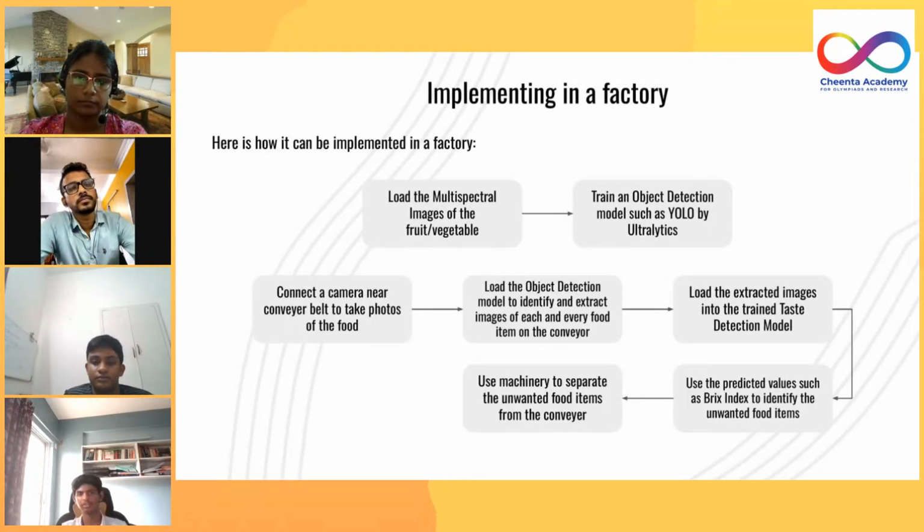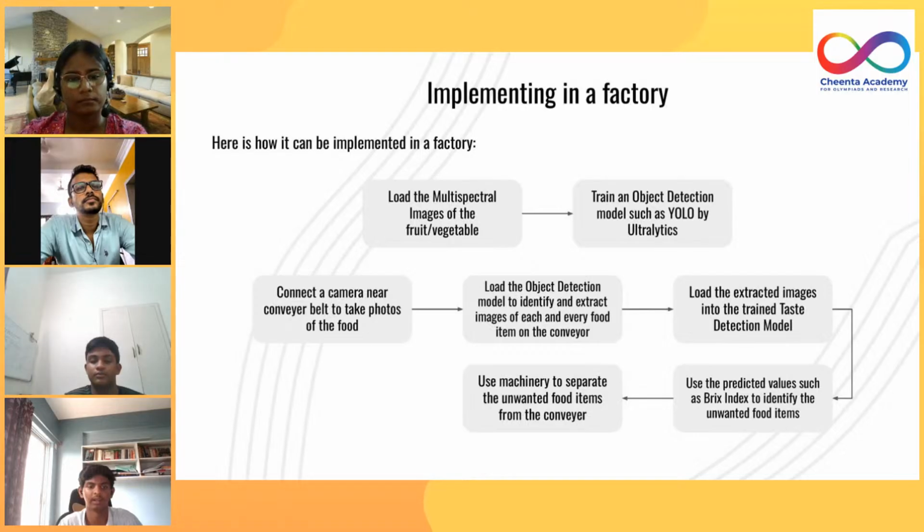So further ideas. Here's how you can implement this type of model in a factory. First you can load the multispectral images of the fruits and vegetables, and you can also train an object detection model such as YOLO by Ultralytics. Then you can connect a camera near a conveyor to take photos of the food, and then load the object detection model to identify and extract images of each and every food item on the conveyor.